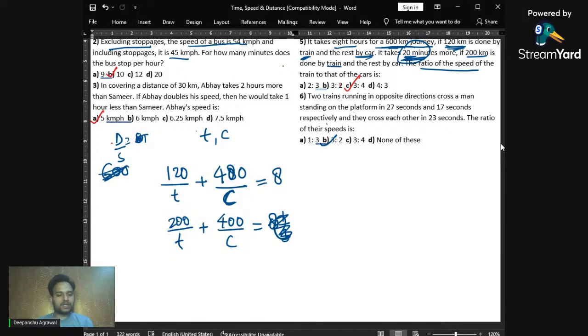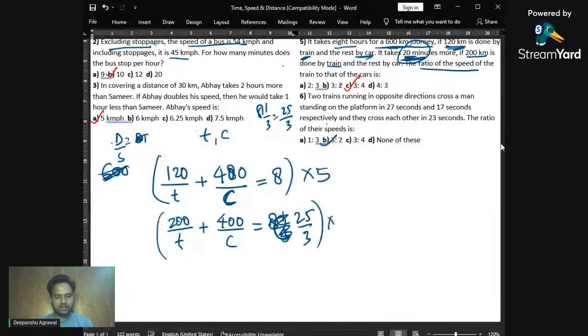Can we change this 8 1 by 3 to 25 by 3? So we can change it to 25 by 3. Now, 120 by T, 480 by C, and here it is 200 by T and 400 by C. So what you can do is multiply the first equation by 5 and the second equation by 3 to solve this.